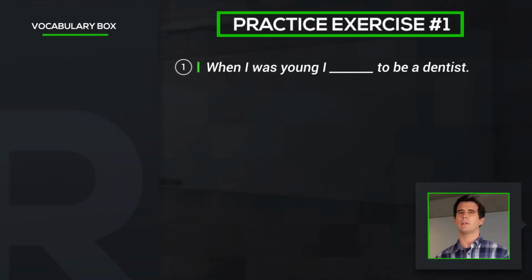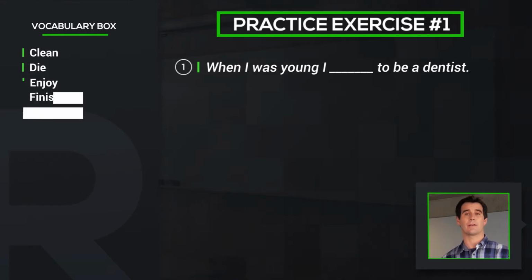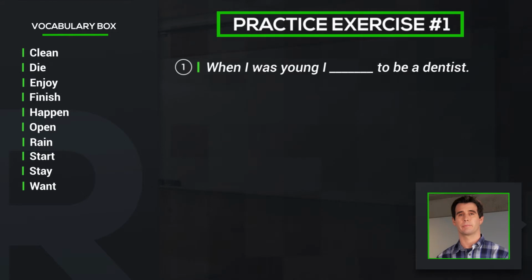Okay, now we are going to do some easy practice. We have 10 sentences. Each sentence has a missing word. Here we have 10 verbs. I want you to match the verb to the sentence. And I want you to change the verb into the past tense.